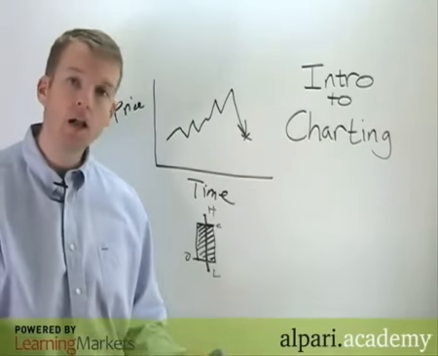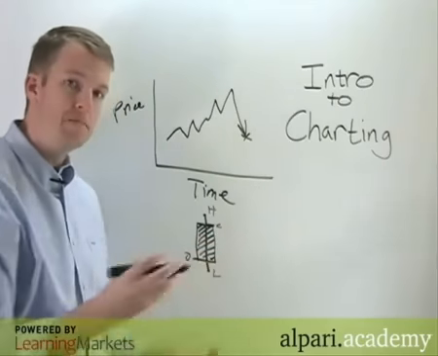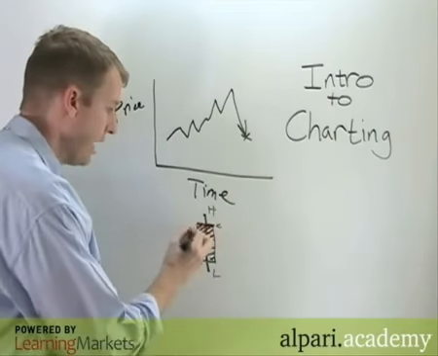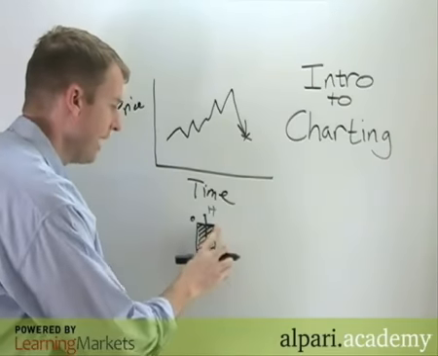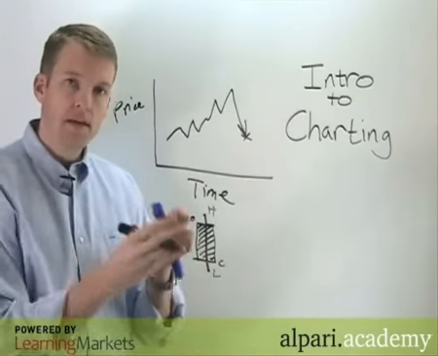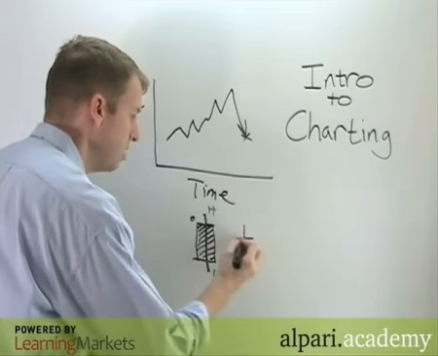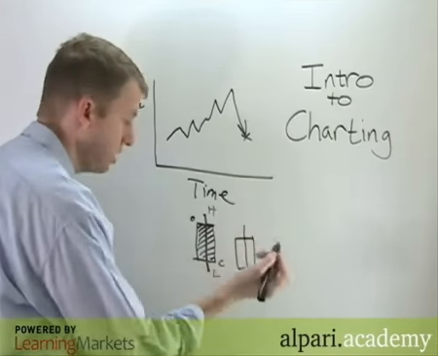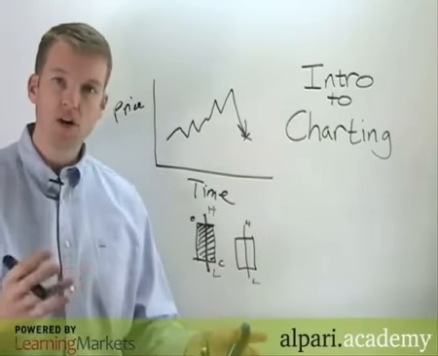And depending on the color of the candle, if this candle were red, this means that we actually opened up here and closed down here. So a red candle would indicate that over that period prices dropped. Conversely, however, we can also get candles that are green or clear, depending on the way that you've set up your charting package.